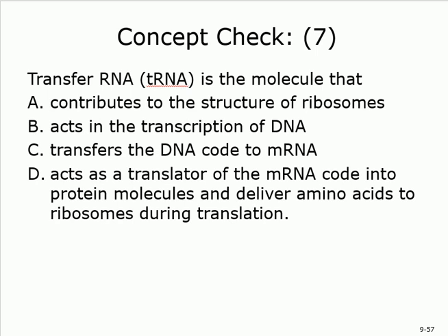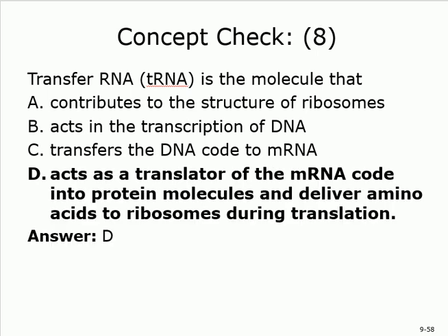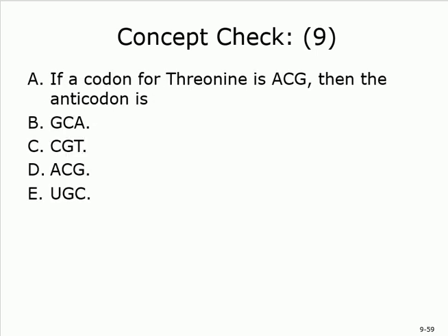Which one of those is right? The translator and carry amino acids, right? Okay. Codon, anticodon. Can you give me, this is a codon for threonine. What's the anticodon? UGC. Yes.